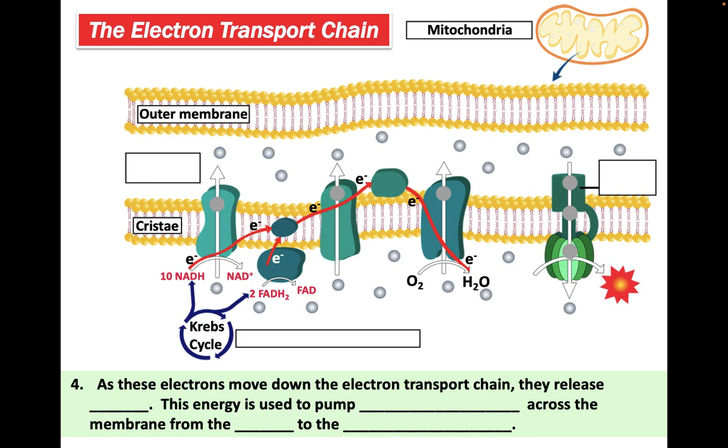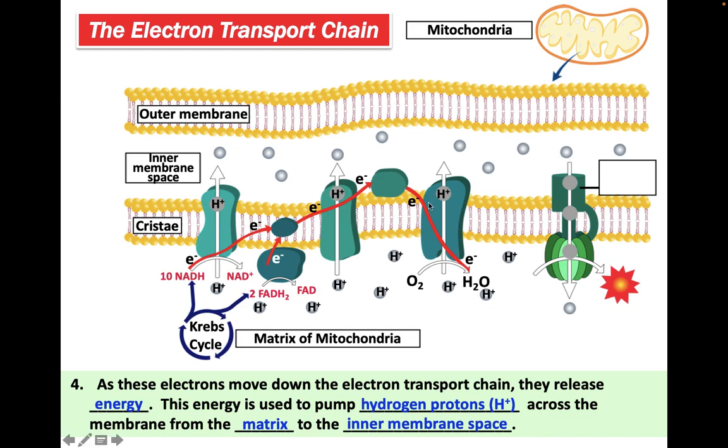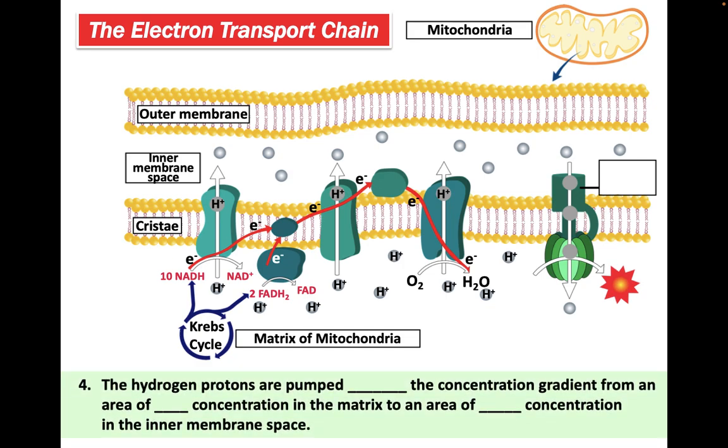As the electrons move down the electron transport chain, they release energy. The energy is used to pump hydrogen protons across the membrane from the matrix to the inner membrane space. Just like with photosynthesis, we've got all of these hydrogens in the matrix, and they're going to be pumped through to the other side. The electrons are helping, kind of like electricity, to make them pass through. The hydrogen protons are pumped against the concentration gradient, from an area of low concentration to an area of high concentration.